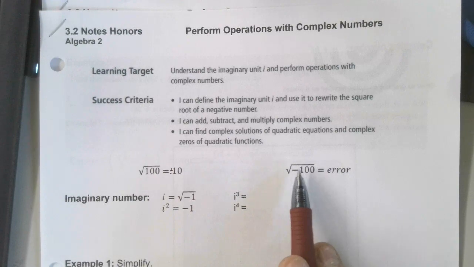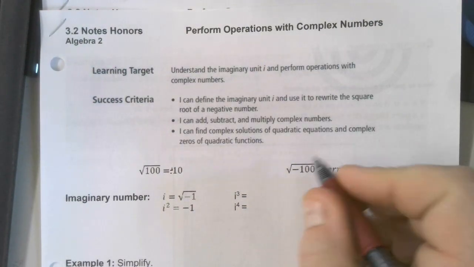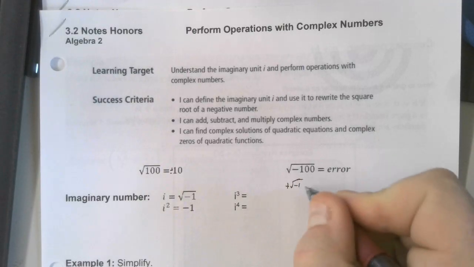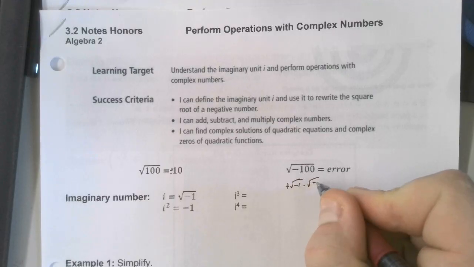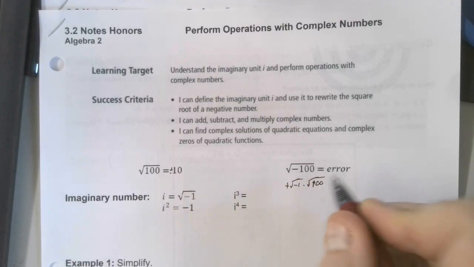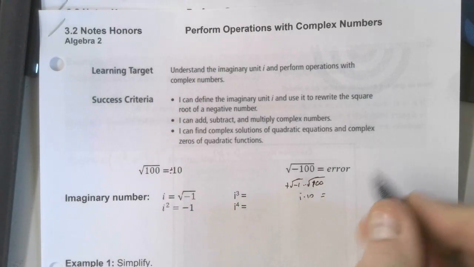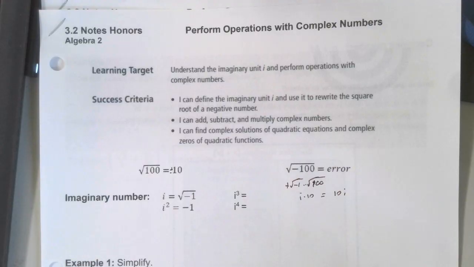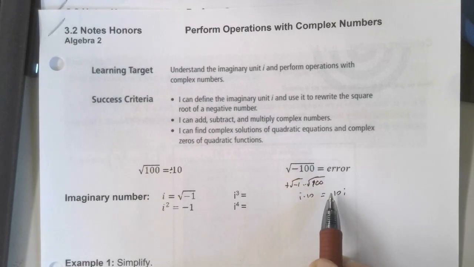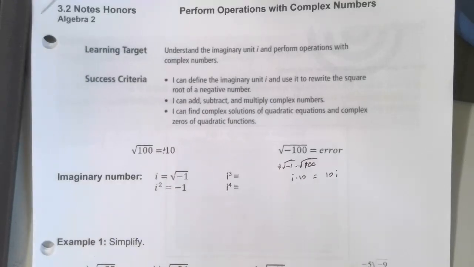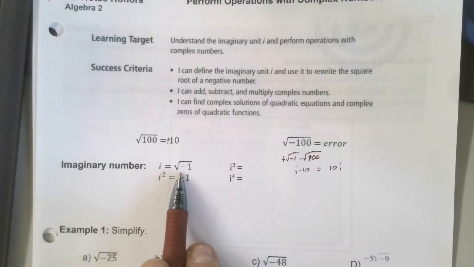So like, if I had the square root of negative 100, that's another way of saying the positive square root of negative 1 times 100, which becomes i times 10, which is 10i. And once again, we keep the positive. If this wasn't an equation, we'd put a plus or minus. Okay.